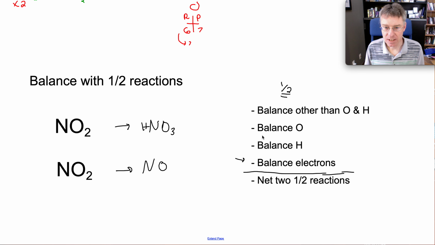Same sort of key middle steps. So we're going to balance atoms other than O and H. So we've got one N, we've got one N, so that's good. We balance O with water. So we've got two N's, we've got two O's, we've got three O's, so we're short of water on this side. So we're going to have to add in a H2O.